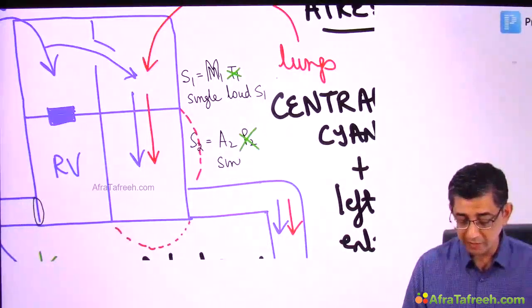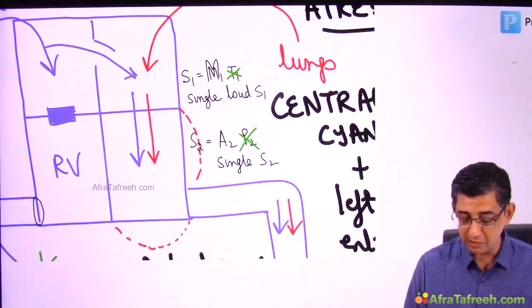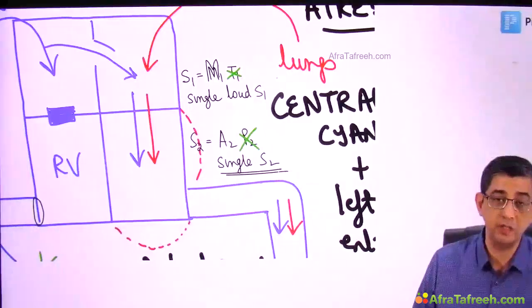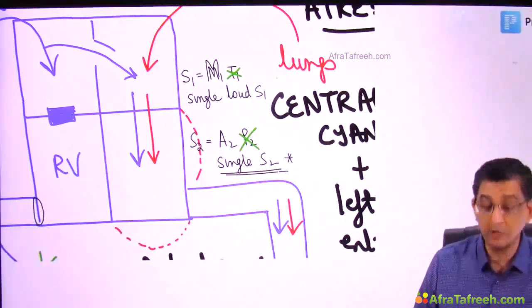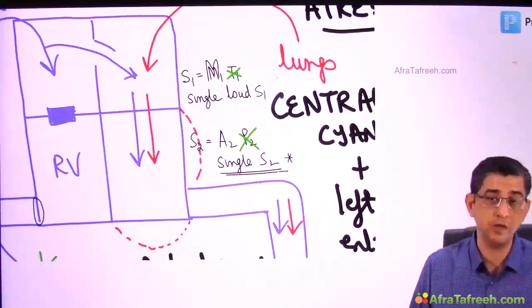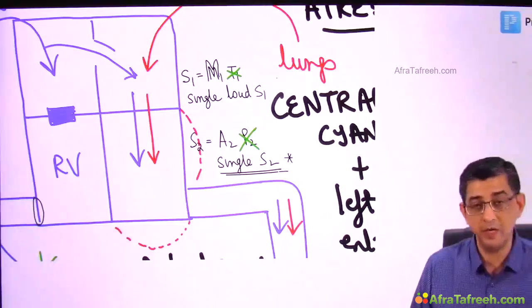Please appreciate the fact that single S2 is a feature that will be written in almost all cases wherever cyanotic heart disease is present. This is a very good pointer in the MCQ where you read single S2. It means that there is less blood supply across the lungs, especially in pediatric questions.